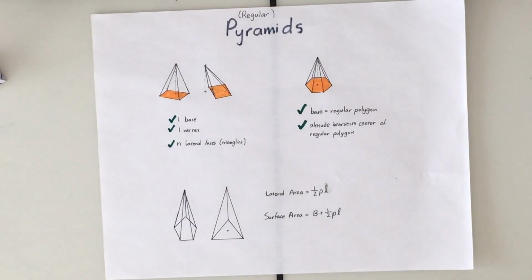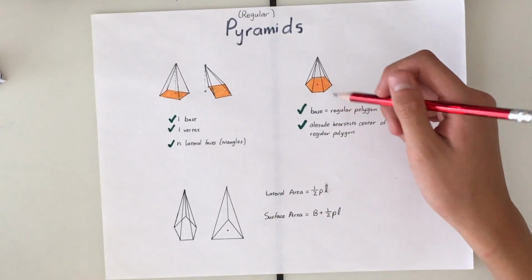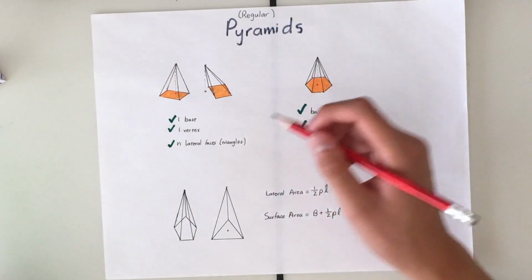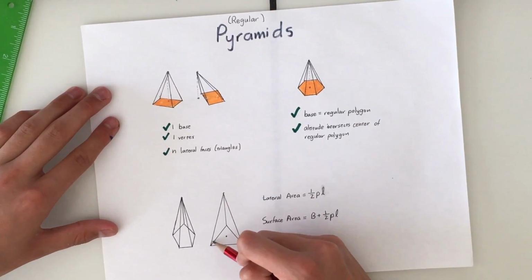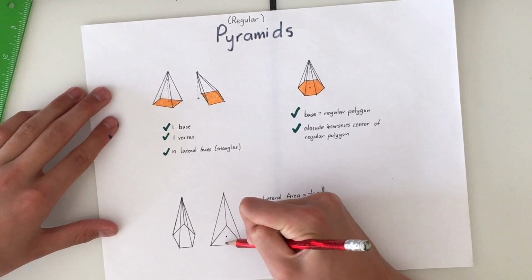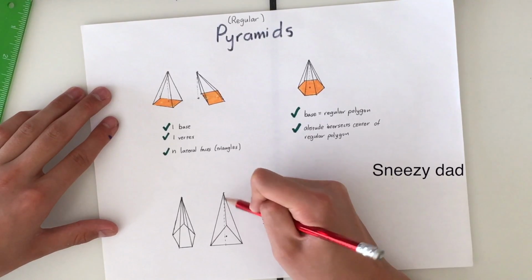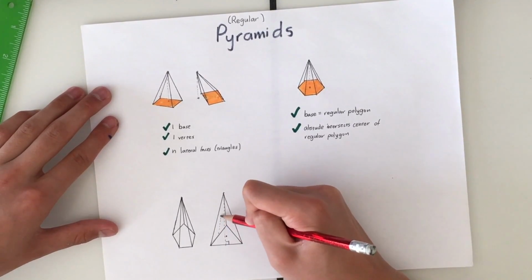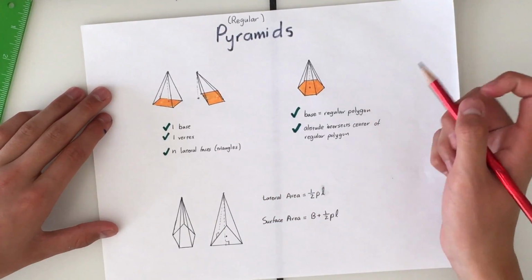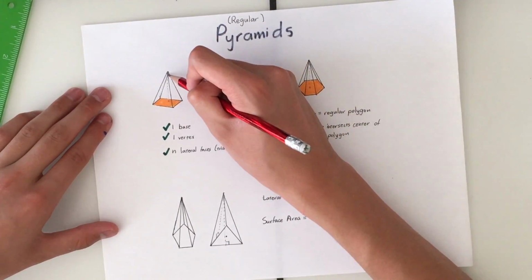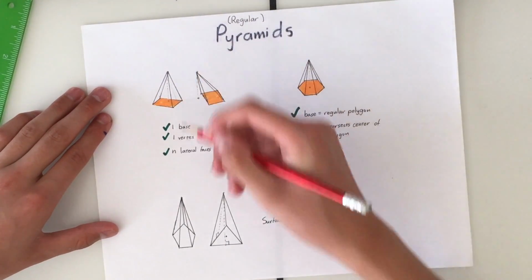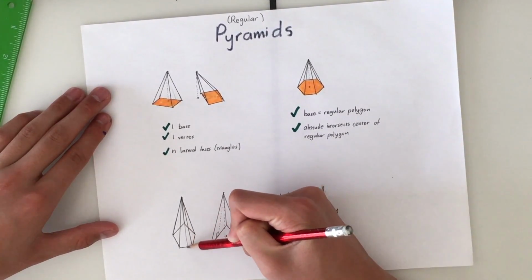And the slant height is another dimension on a pyramid. All pyramids have them, but only regular pyramids have a consistent slant height. The slant height is basically the perpendicular distance from the base edge to the vertex. So it would be this distance right here, all the way from this base edge all the way up to the vertex, and it would be perpendicular to the base edge. So on a non-regular pyramid, or an oblique pyramid, this slant height would not be consistent. It would be different on this side than it would be on this side. But on a regular pyramid, all the slant heights are congruent.